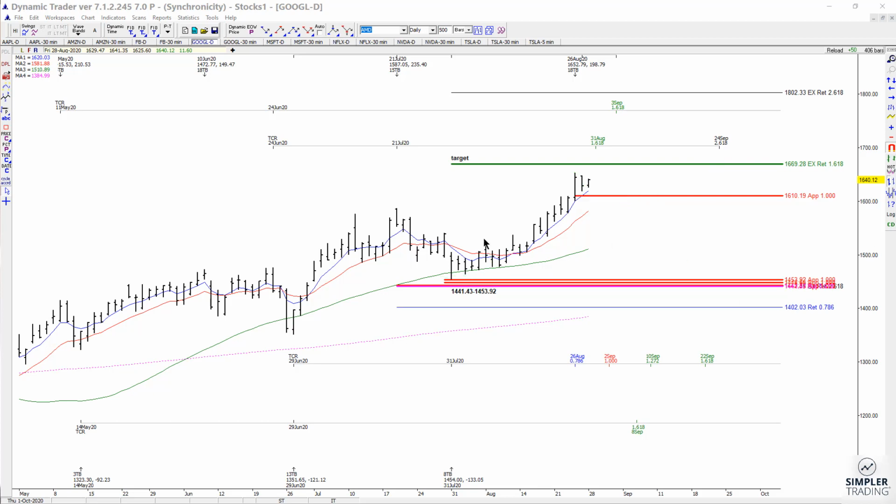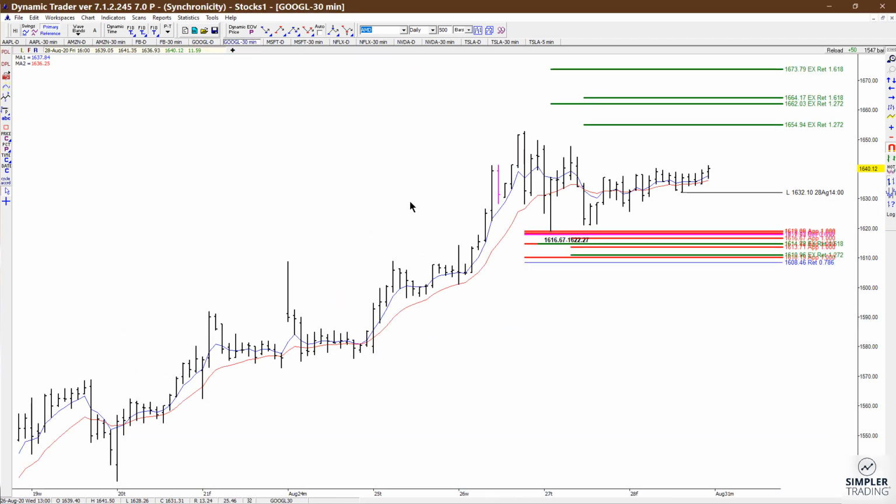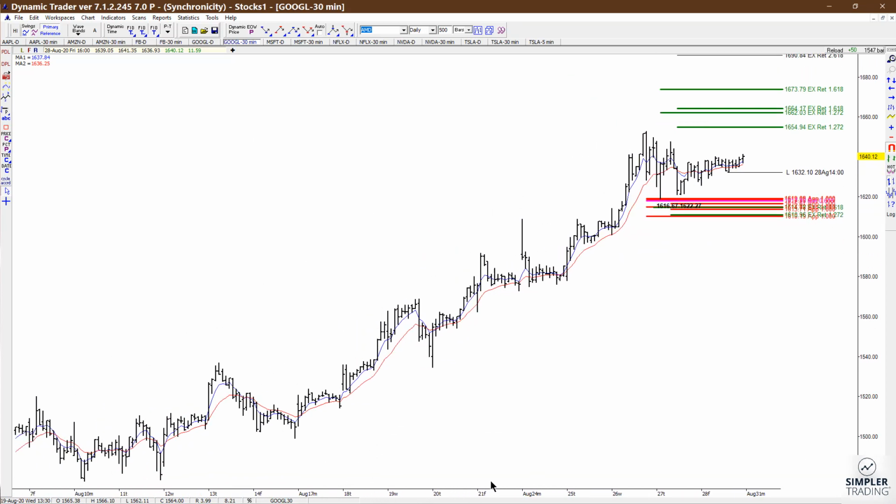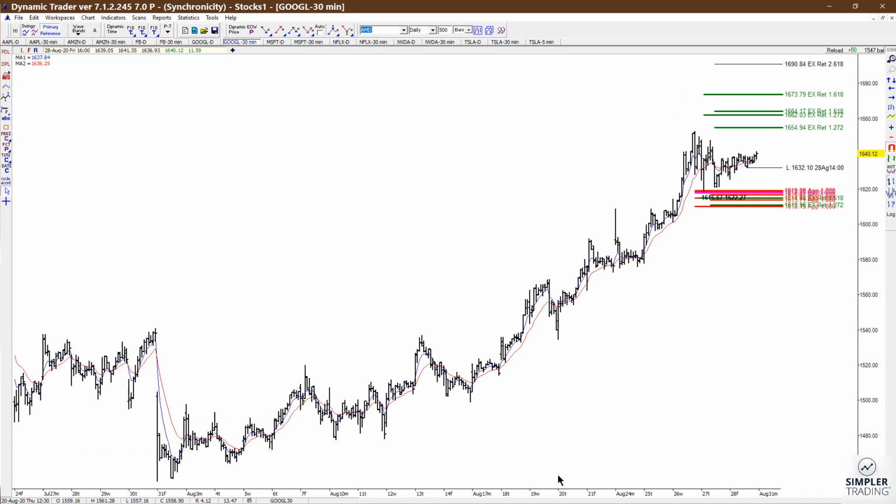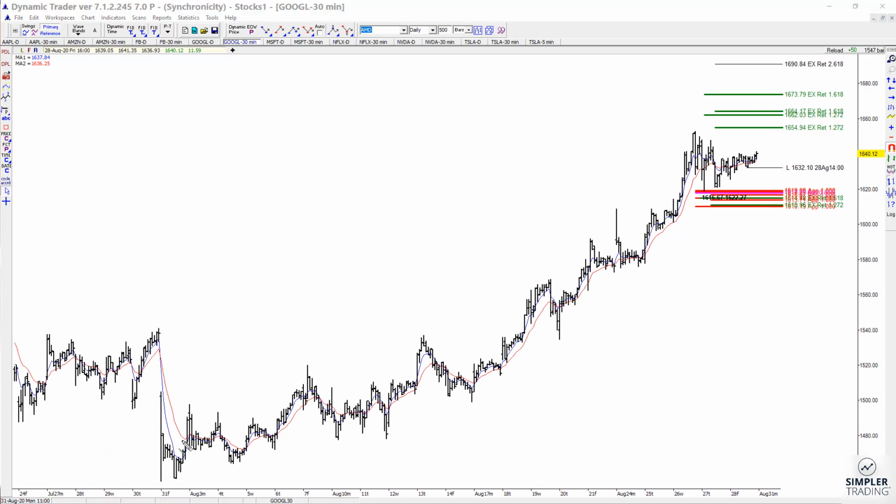Okay, what it looks like on a 30-minute chart is like this. If you look back over on the left-hand side of the chart, you can see that the trend is still intact, as many of these swings are similar to the other swings, and we're still holding above that area.